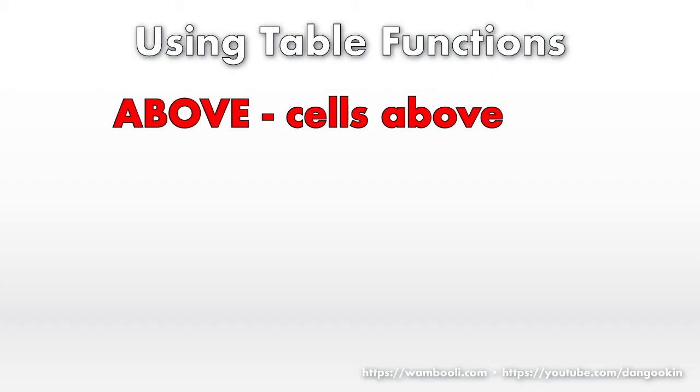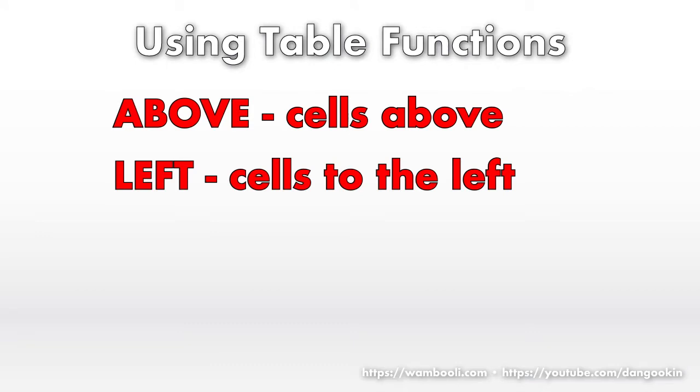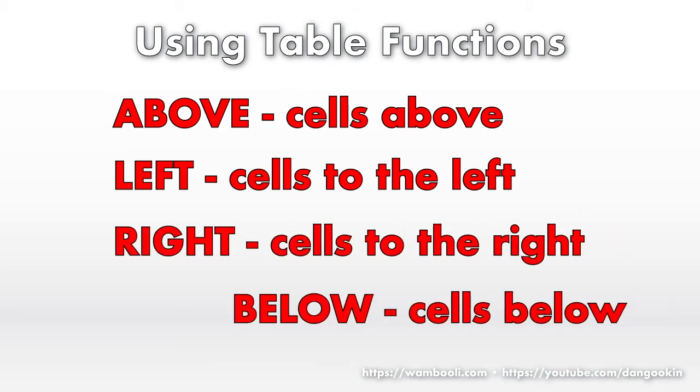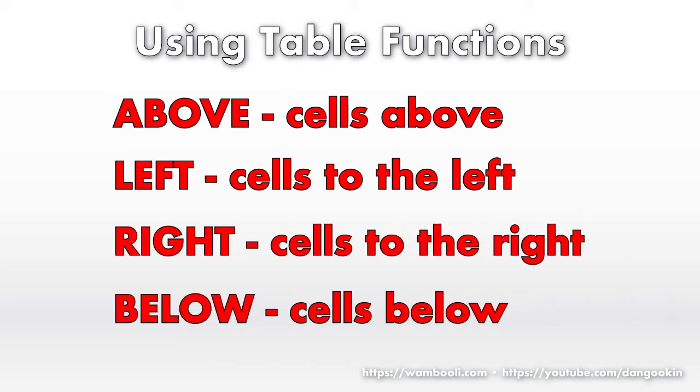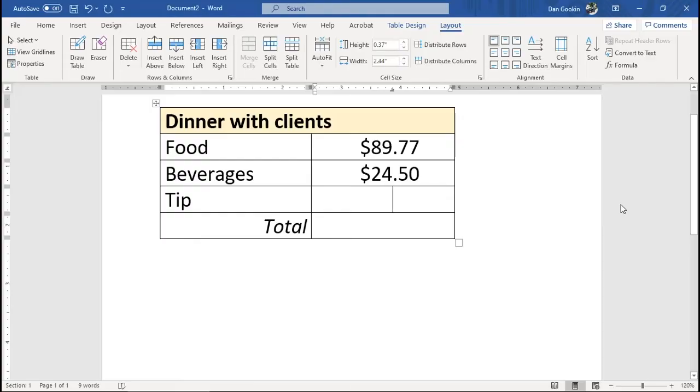Beyond above, you can use the words left to calculate a total for the current table rows, cells to the left of the formula cell. You can also use the right and below words to reference values to the right or below the current cell. These are the arguments you can use. Here's an example of a table for an expense report.